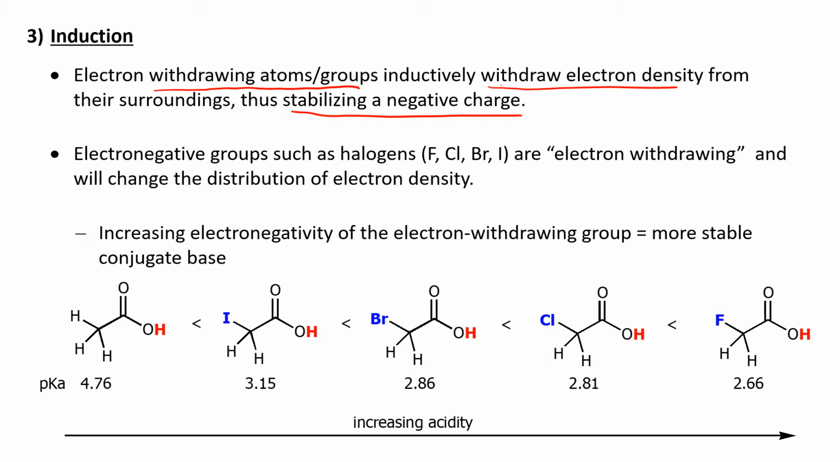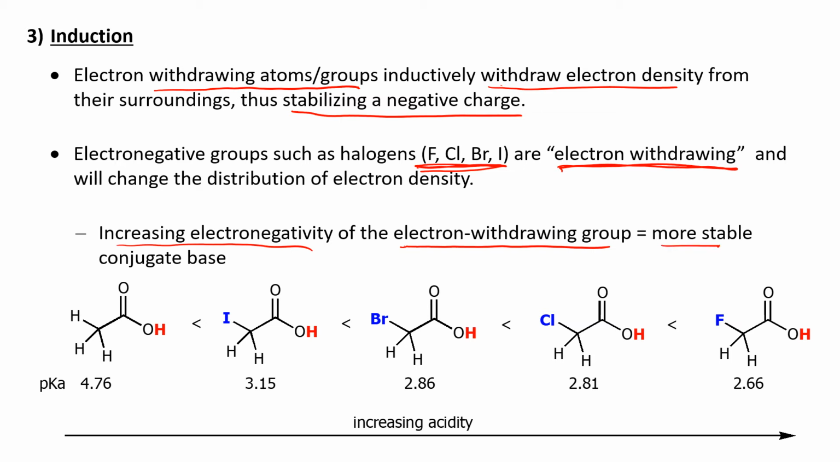So electronegative groups that can result in inductive effects are halogens. They are electron withdrawing. Now there's lots of other electron withdrawing groups, however, we're going to focus on the halogens here. So let's look at our example below, where we see an increase in the electronegativity resulting in an increase in the electron withdrawing capability, making our conjugate bases more stable.